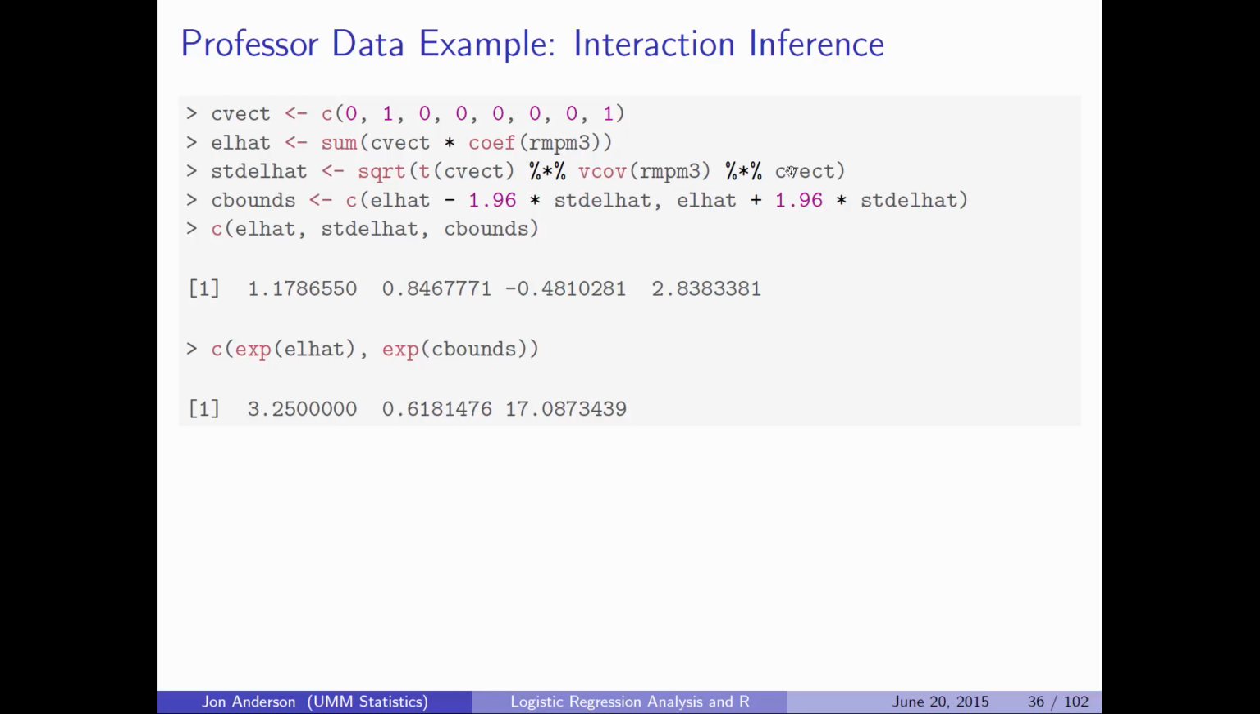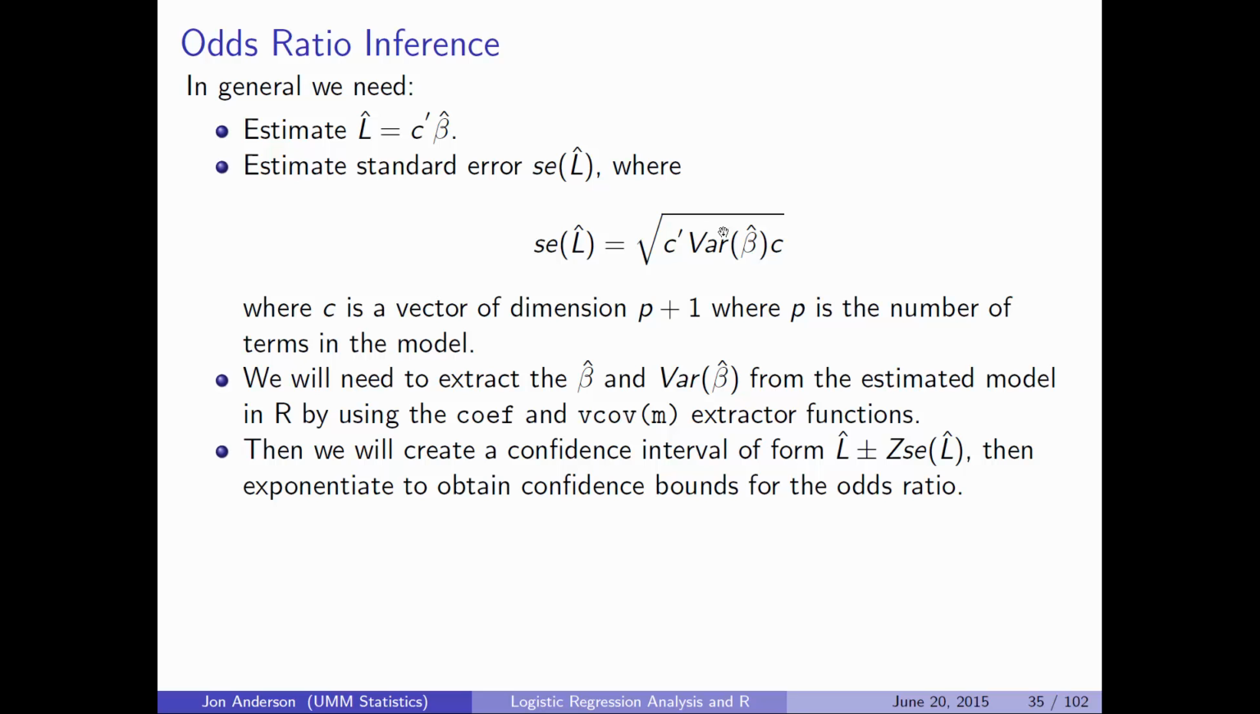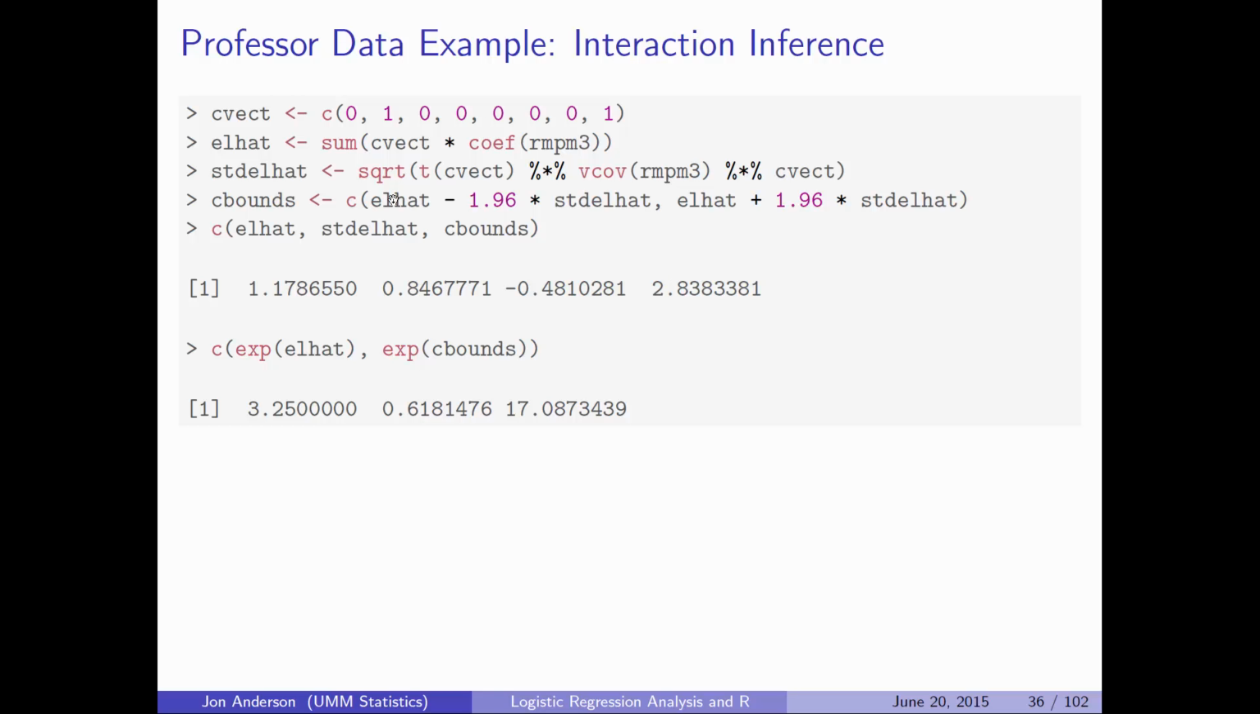Here is the way to program getting the variation, standard deviation of L hat. That is this expression inside the square root, and then taking the square root of it gives us the standard error of L hat. In C bounds, we are making the confidence bounds for L. We're taking the estimate of L, subtracting off the Z multiplier times the standard deviation, and then up here we make the upper boundary L hat plus the Z multiplier times the standard deviation of L hat. And we print it out.